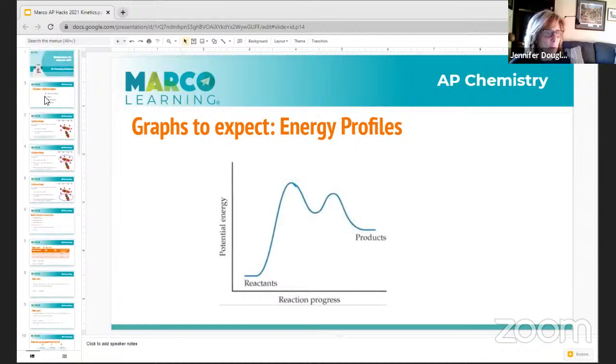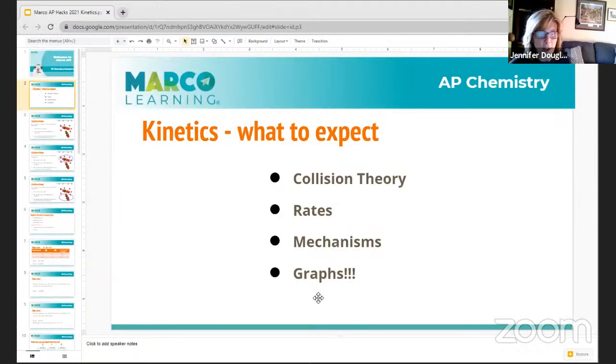So the fourth thing now is graphs. We talked about collision theory. Remember, if they ask you about what makes a reaction go faster, you're talking about the number of something that's making the collisions increase, like there's higher concentration. We talked about rate, which is how fast a reaction goes, and the rate laws. Watch out for those graphs. Remember CLR, 0, 1, 2: zero order, first order, second order. And half-life, the only thing that they're going to test you on is first order half-life. We've talked about mechanisms.